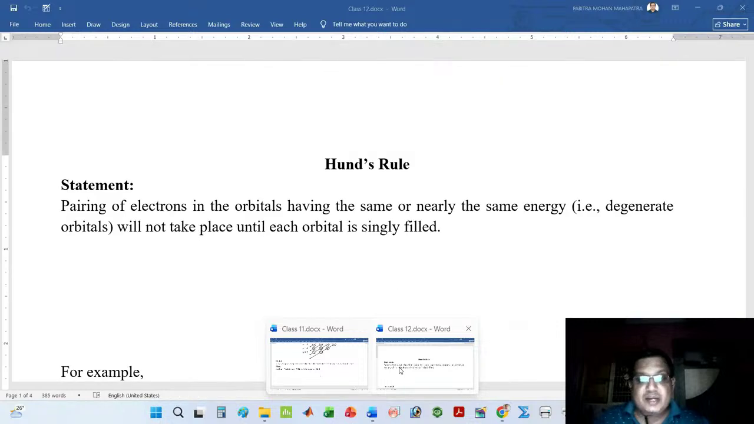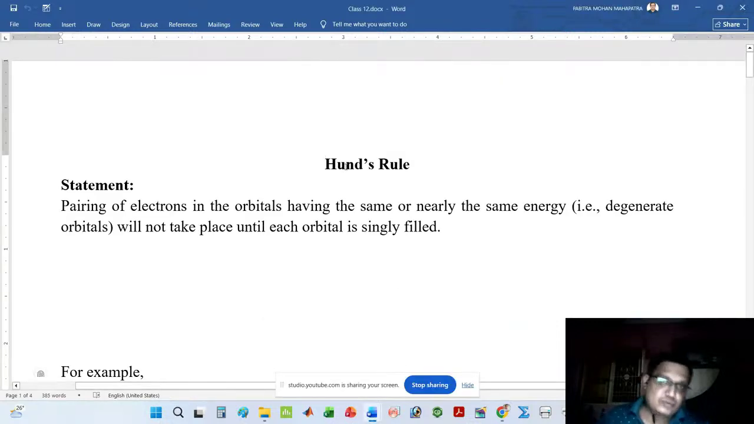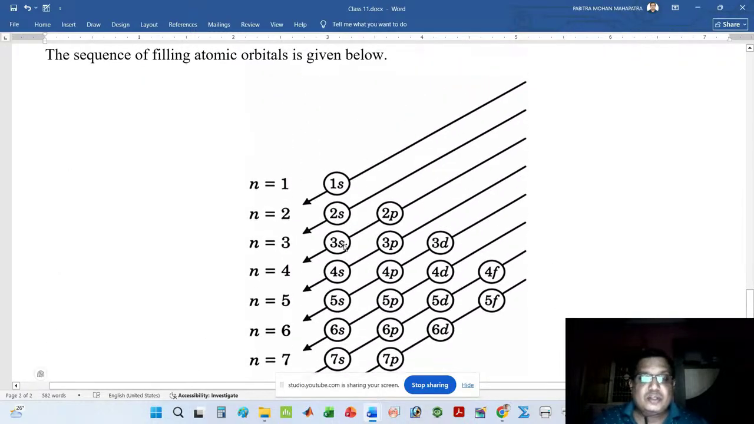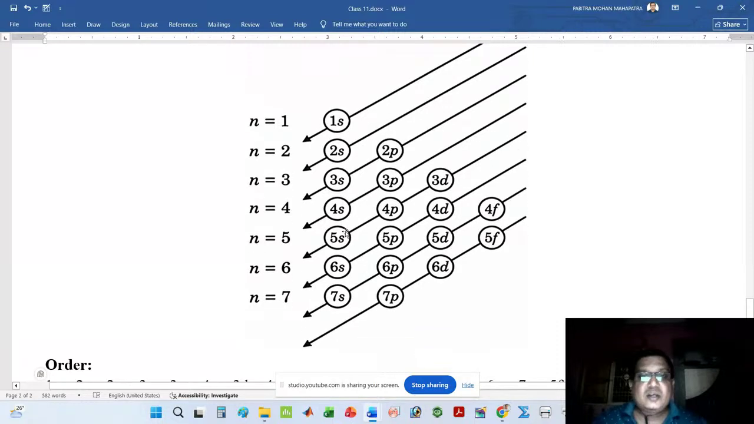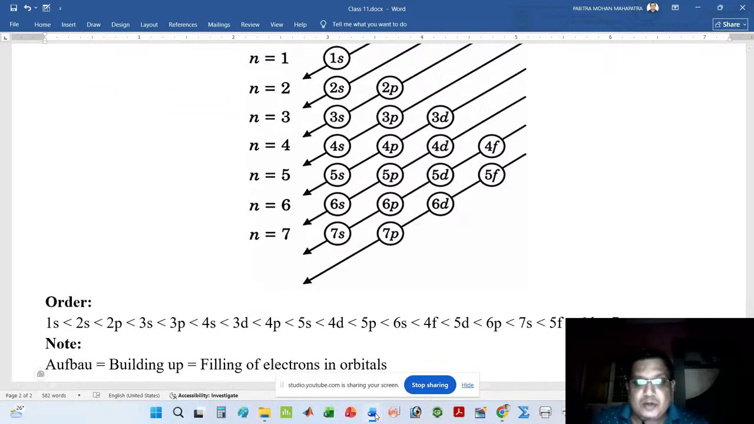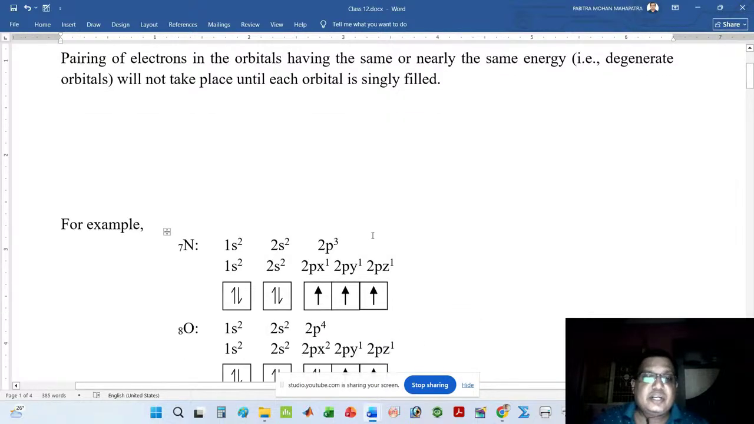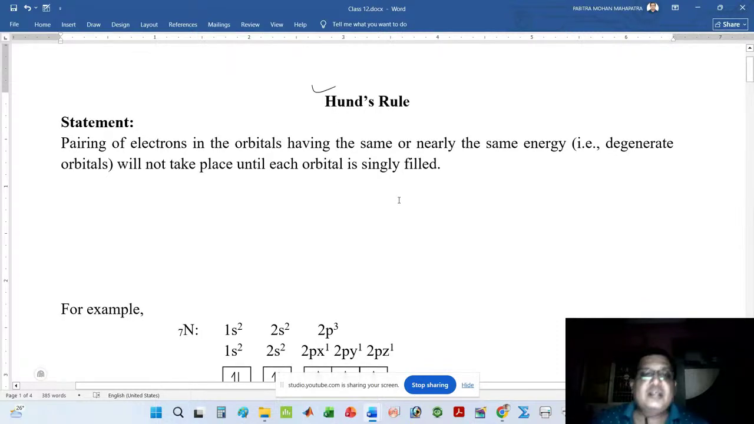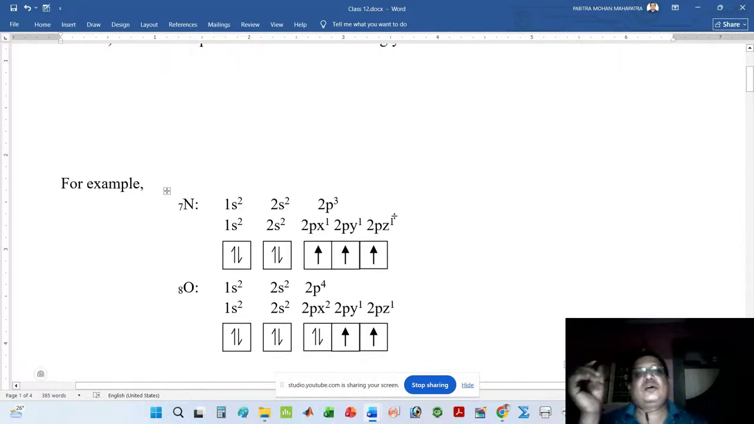Now in this class I will explain Hund's rule. What is Hund's rule? For the electronic configuration, generally we follow this diagrammatic representation. By following this diagram, we can draw the electronic configuration of an atom or ion in terms of subshells. But suppose someone wants to draw the electronic configuration in terms of orbitals, then how will I draw the electronic configuration of an atom in terms of orbitals?